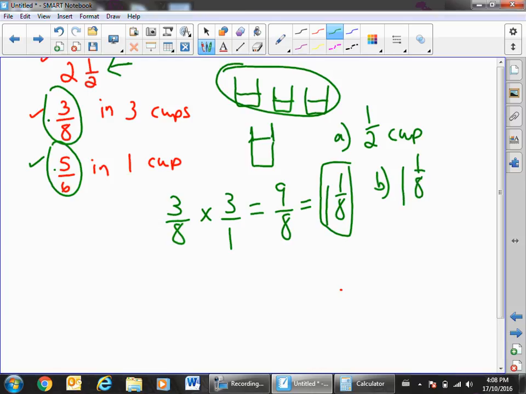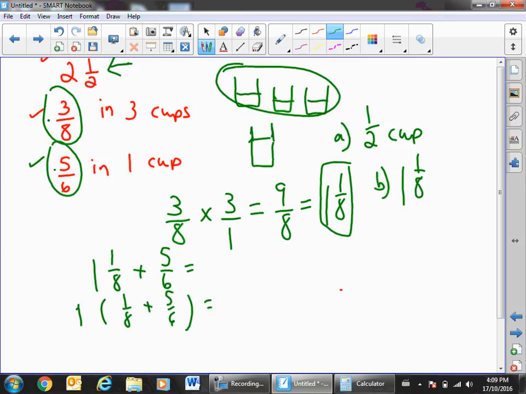All right, now, question C. Calculate the total amount of juice in the 4 glasses. All right, well, we know we've got 1 and 1/8, or 9/8. So let's go 1 and 1/8 plus 5/6. And, well, first of all, let's separate this out. So let's go 1 here, and let's go 1/8 plus 5/6.